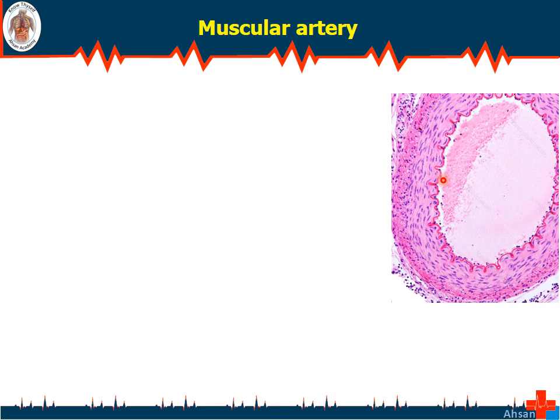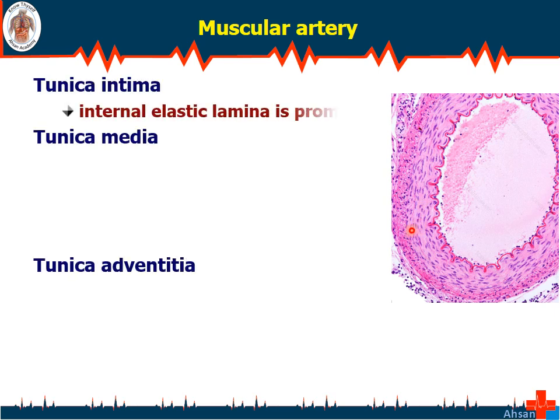Intima is not that thick as in the elastic artery. If you look inside, you'll find a very prominent internal elastic lamella. It is prominent because the media does not have such complete elastic lamella, which is present in the elastic type. Here the media is a thick layer containing many concentrically arranged circular muscles. So the prominent internal elastic lamella in the intima can help you distinguish it from the elastic artery.